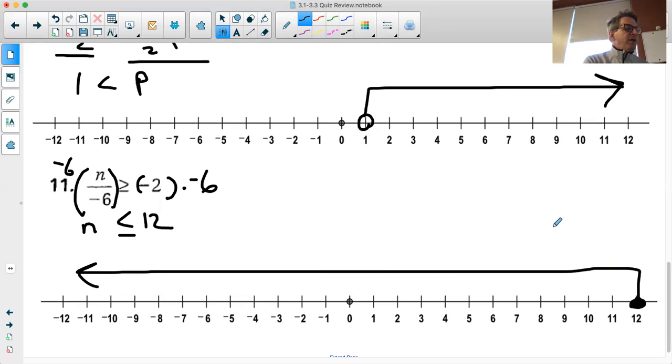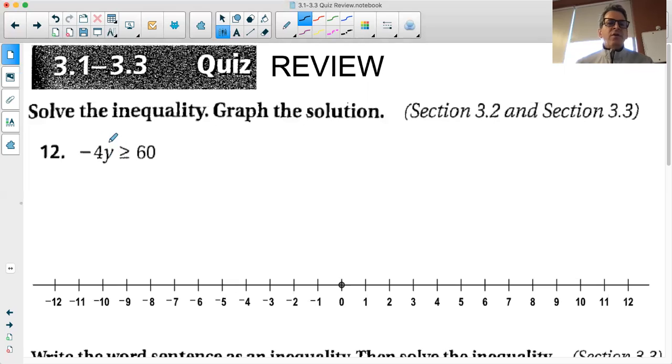And the last page now of the 3.1 to 3.3 quiz review, we have one more solving the inequality and graphing. That is -4y is greater than or equal to 60. So in order to solve this multiplication, you divide by -4 on both sides. And when we divide by -4, we actually end up reversing the symbol, from greater than or equal to, to less than or equal to. We have y then is less than or equal to 60 divided by -4, which is -15.